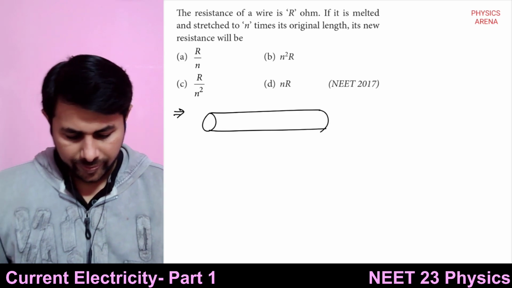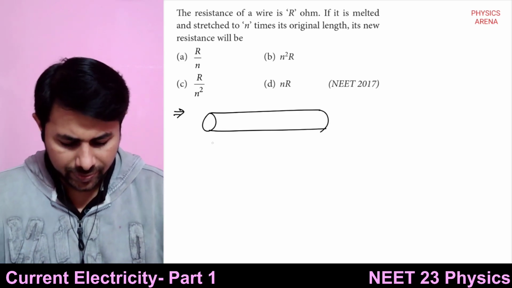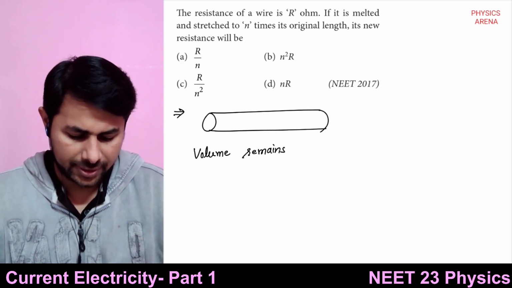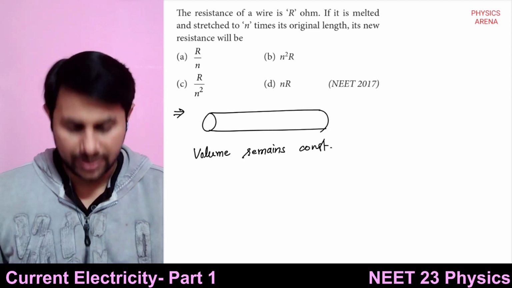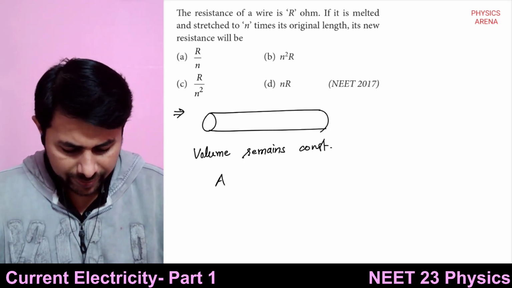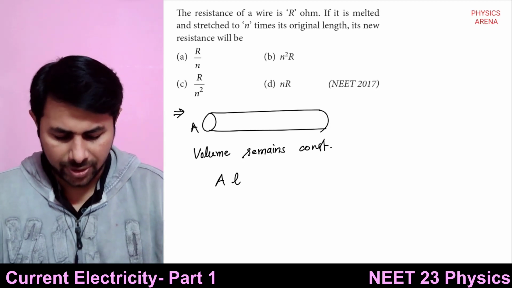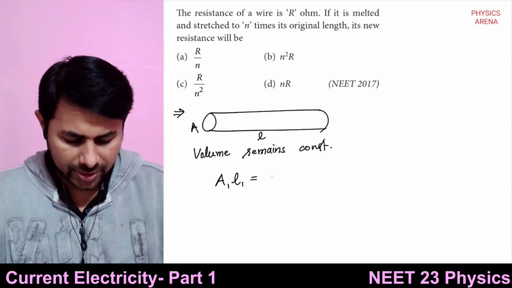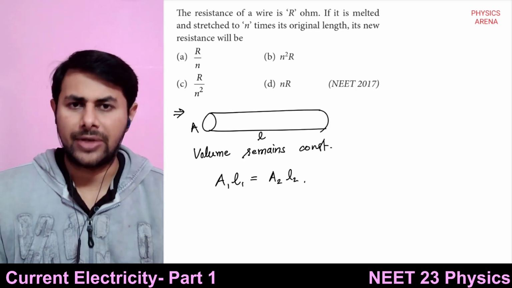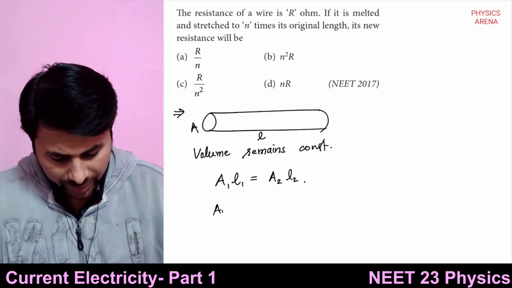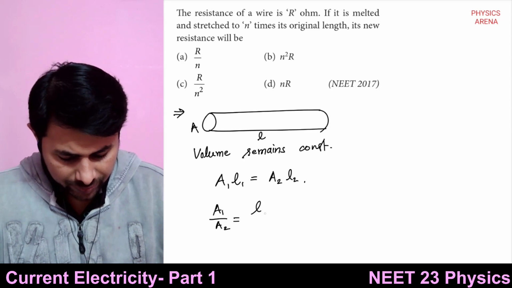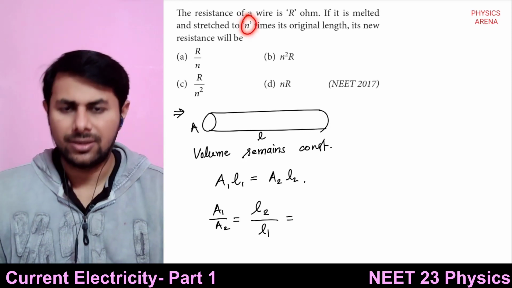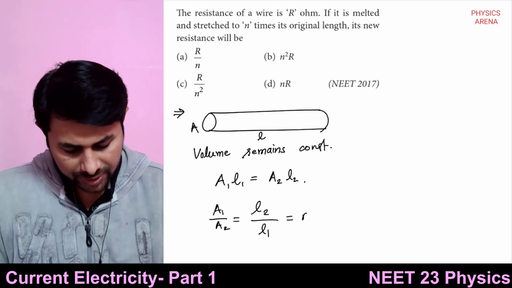So how do we know? We can assume that the volume of the wire remains constant. What is the volume of the wire? It is the area of cross section multiplied by length. So A1 L1 equals A2 L2, and therefore A1 divided by A2 will be equal to L2 upon L1. And what is L2 divided by L1? It's n, right? So it is equal to n.